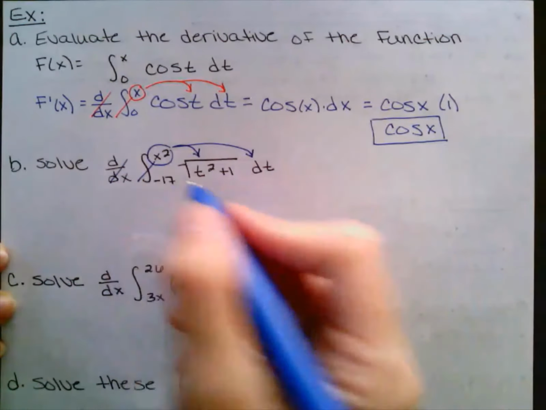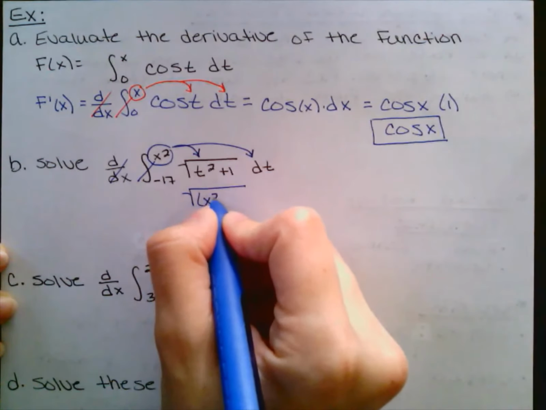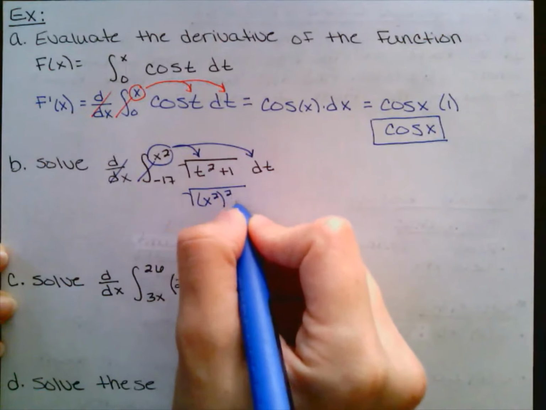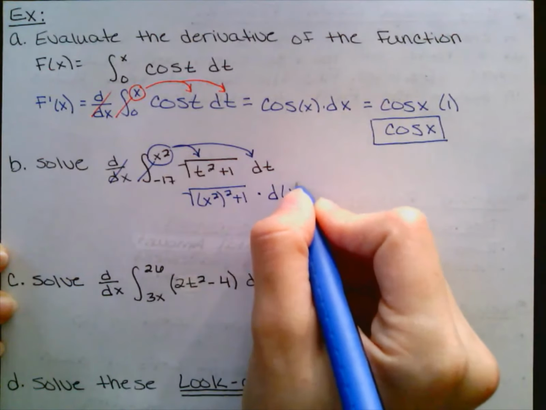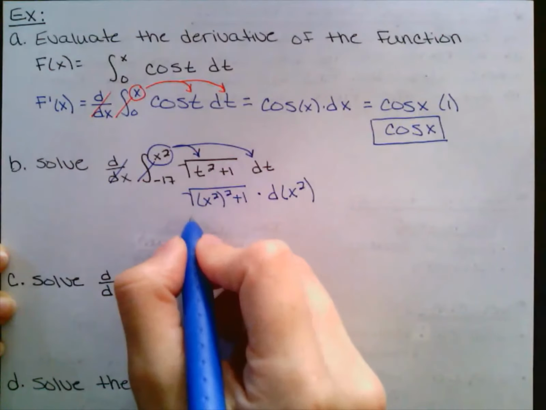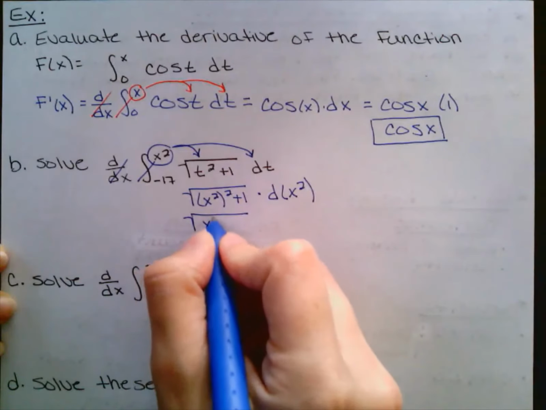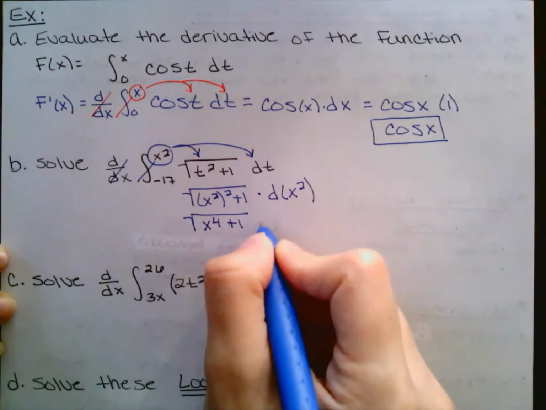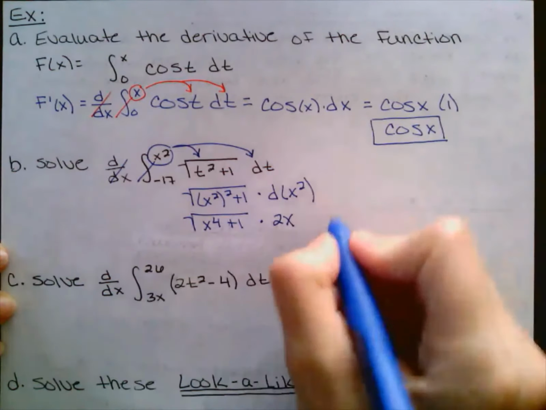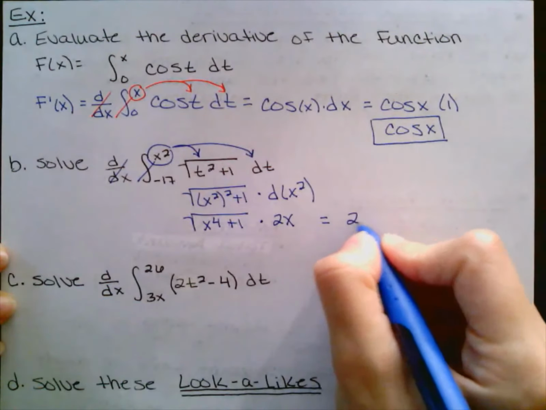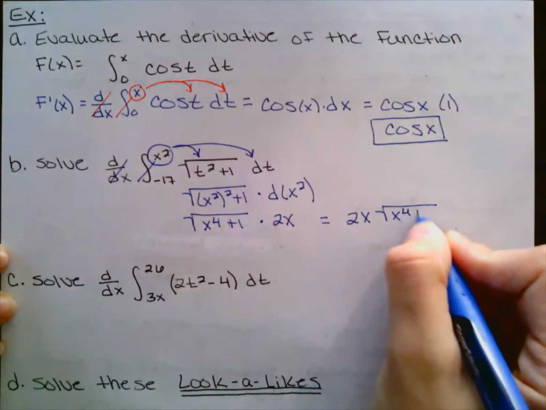Now just be very careful with your algebra. I have the square root of x squared, and then don't forget this squared, plus 1 times the derivative of x squared. So this here cleans out to the square root. An exponent to an exponent I multiply, so I have x to the 4th plus 1, times the derivative of x squared, which is 2x. And probably a cleaner way of writing that would be to put the 2x in front of the radical. And we are done with this question.